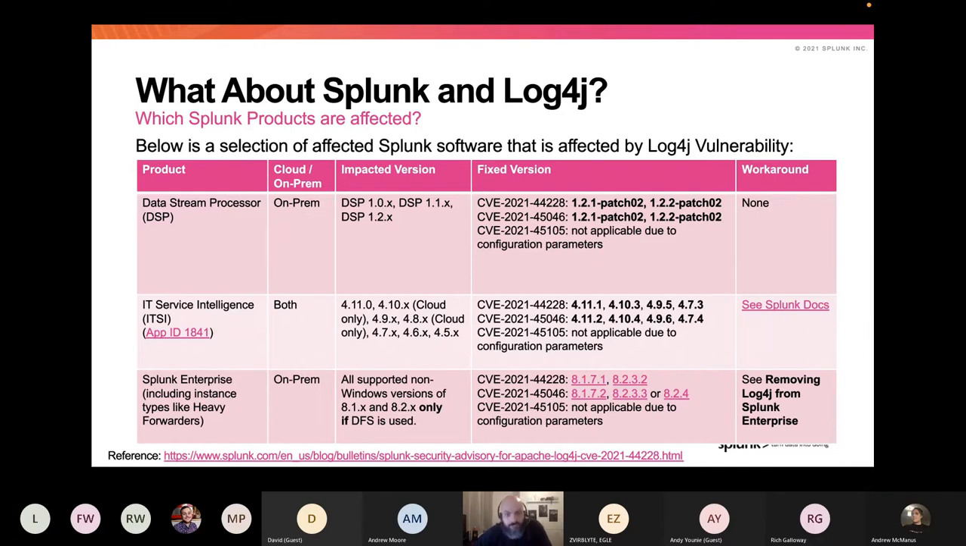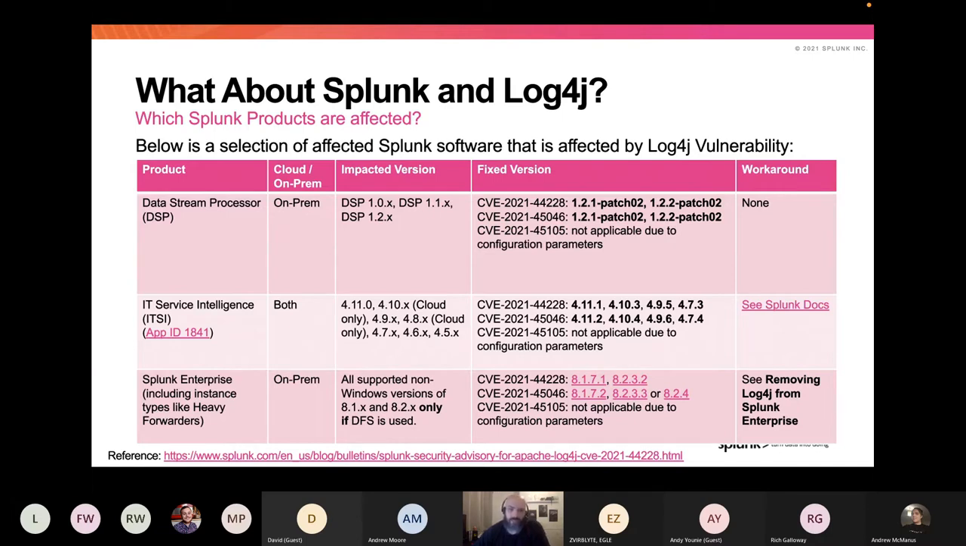But this was affected. It's only on-prem because that's the nature of the tool. As you can see, pretty much all versions were affected. I think it's at 1.2.x at the moment. If I remember right, because 1 and 1.1 have gone out of support, there isn't necessarily a patch to fix it. So you would have to upgrade to 1.2 in order to make sure that you were fully patched up for the Log4j vulnerability in your data stream processor installation.